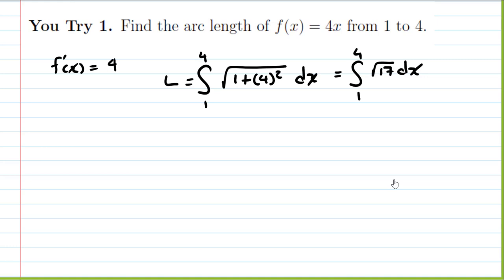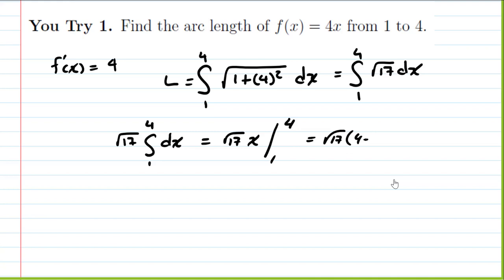So square root of 17 is a constant, so it just comes out of the integral. And then we integrate dx, which is going to be x, and evaluate from 1 to 4. So we get the square root of 17 times 4 minus 1, which is 3. We get the answer is 3 square roots of 17.